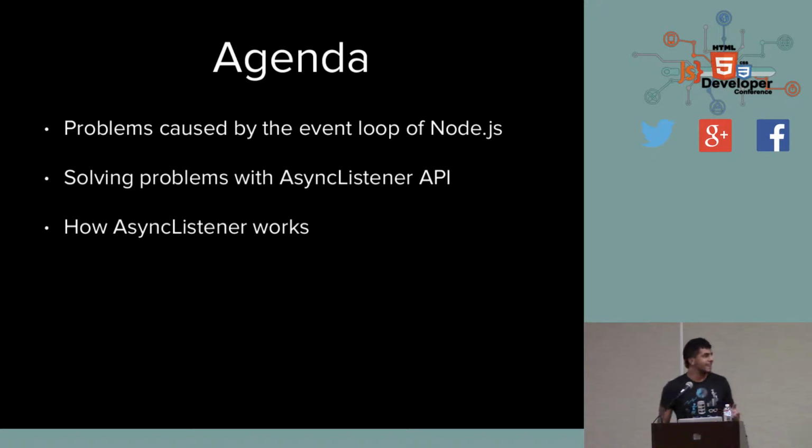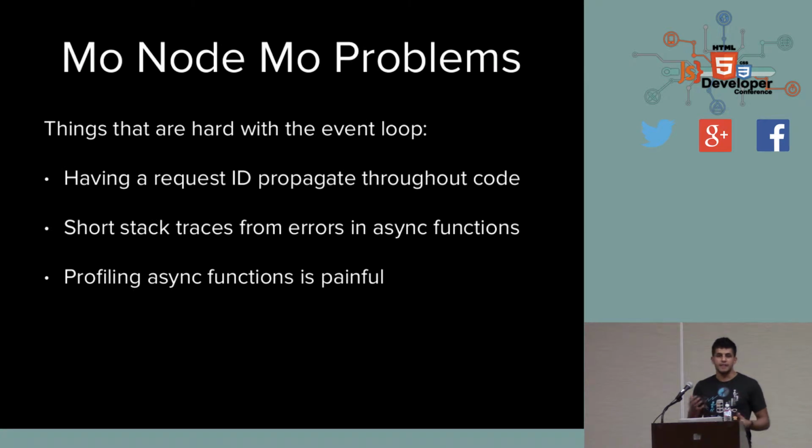So yeah, our agenda today, we're going to talk about problems you get with the event loop, solving those problems with the AsyncListener API, and then what the AsyncListener API is, how it works, because as an engineer, you need the kind of lower level understanding to know what trade-offs you're making when you choose to use something.